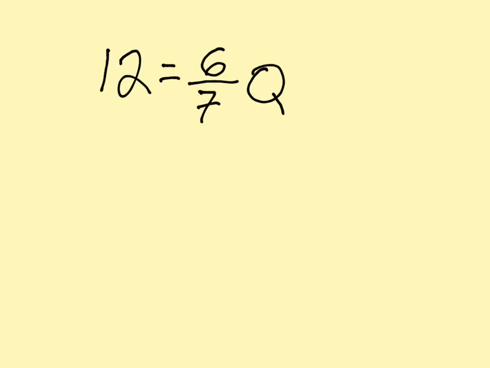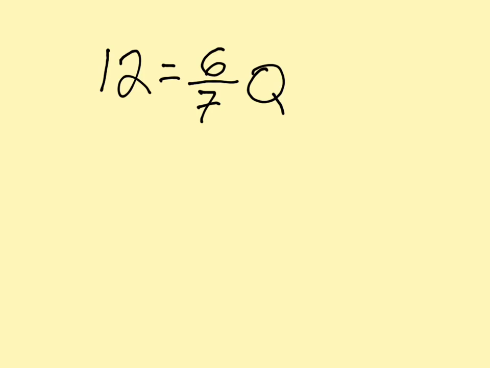How about 12 equals 6/7 q. 12 equals 6/7 q. So we need to get rid of that 6/7. So I'm going to multiply by the reciprocal of 6/7.